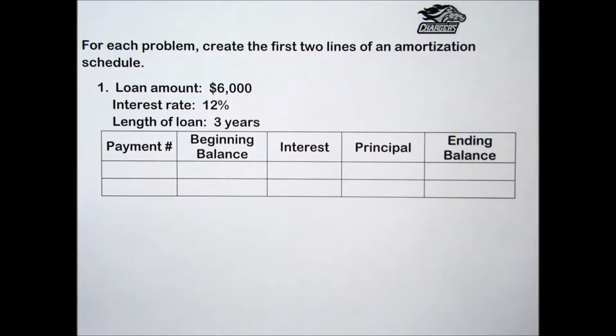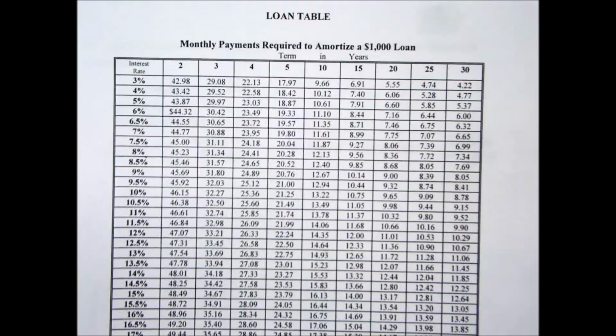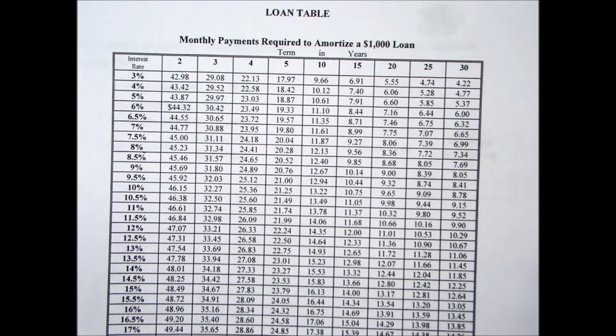Practice set 14, problem number 1, page 48. For this problem, create the first two lines of an amortization schedule. The steps needed to do this are found on the top of page 47. We have a loan amount of $6,000, interest rate of 12%, and a length of loan or term of 3 years. The first step has us calculate the monthly payment.